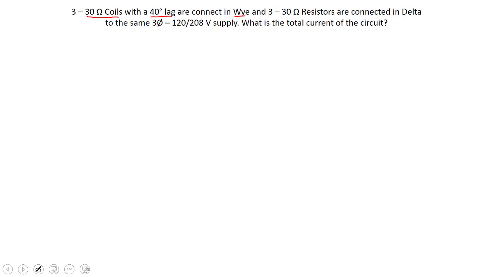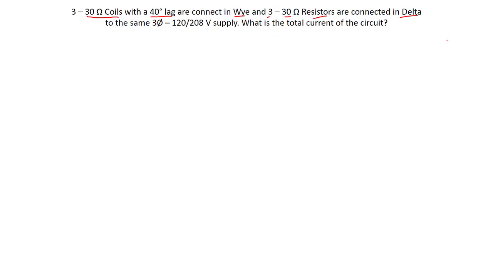The next load on that same circuit is 3 30 ohm resistors, and they're connected in delta. And they are connected to a 3-phase 208 volt supply. The question is, what is the total current of the circuit?